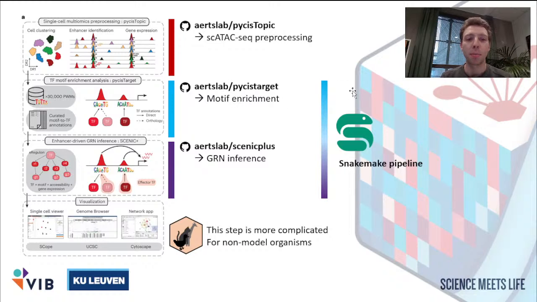This is pycisTopic, pycisTarget, and SCENIC Plus. And in the newest version of SCENIC Plus, the pycisTarget and SCENIC Plus steps are combined into a Snakemake pipeline. And this we will also show today how to use and how to run. There are also some steps in SCENIC Plus that are less easy for non-model organisms. So these are organisms that are basically different from mouse, fly, human, or chicken. And when this is the case, we'll indicate this with this hexagonal logo.